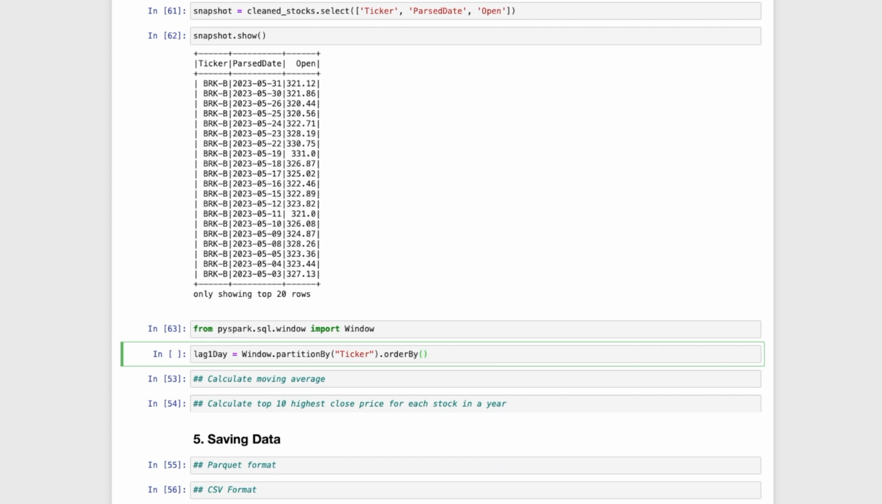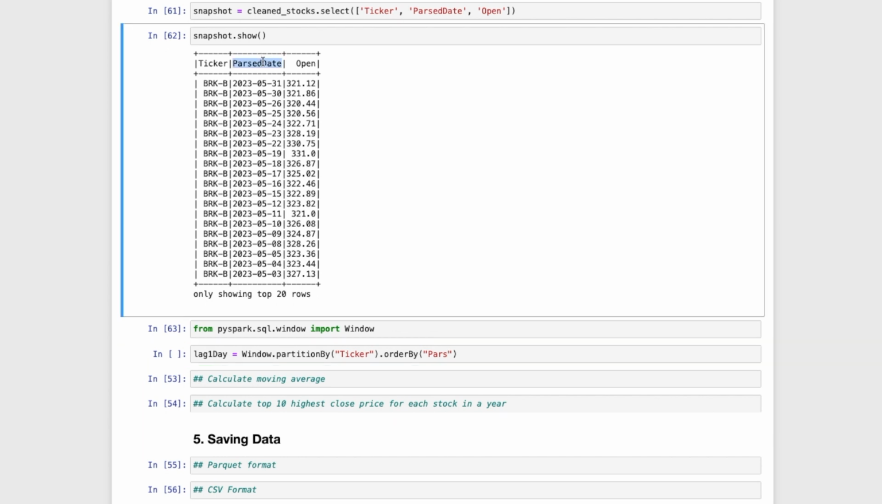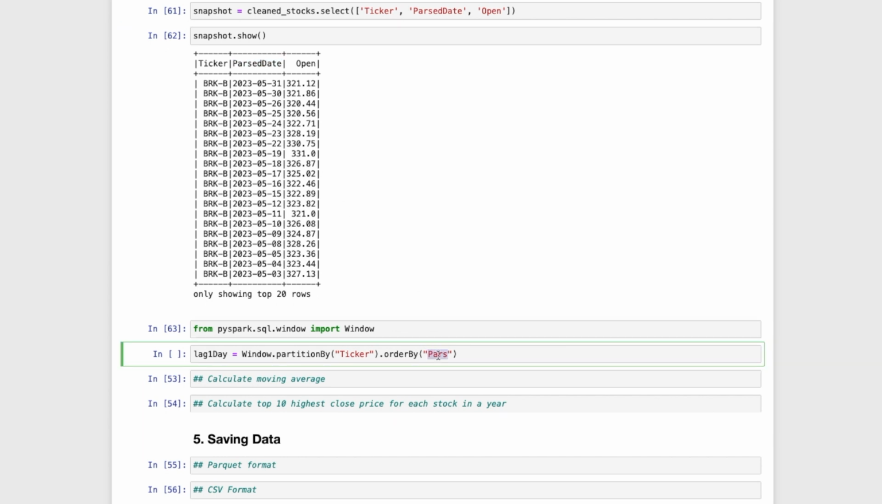And what we want to do is order by parse date, right? And the reason why I want to order by parse date, and by default this is in ascending order, is because we want to make sure that when we do the lag of 1, we get only 1 day previous data, not any random data, right? So that's why we want to order them, and this is going to be a window condition.